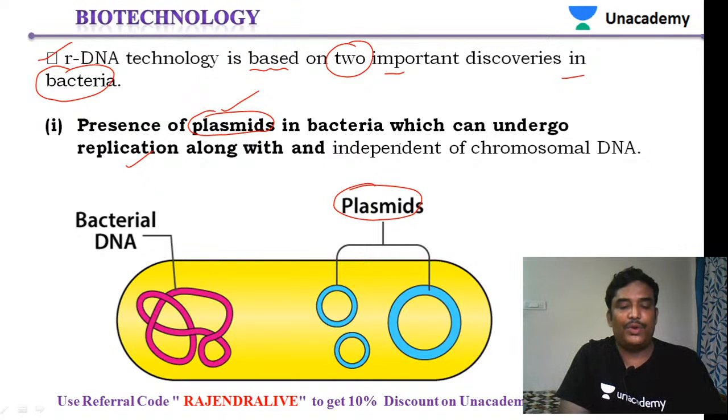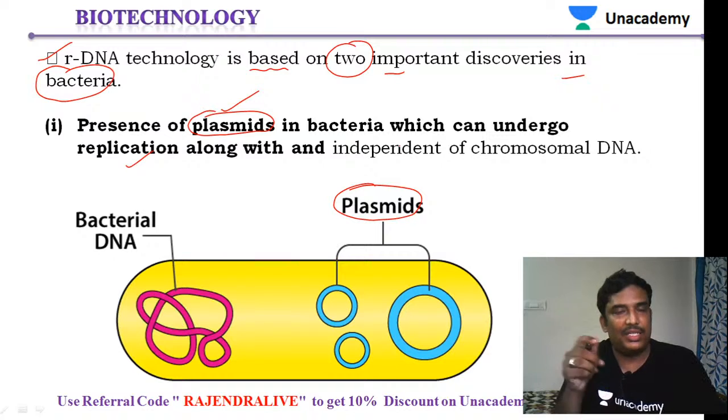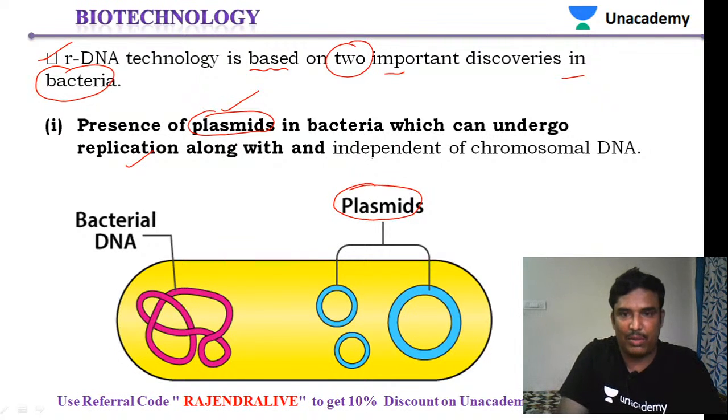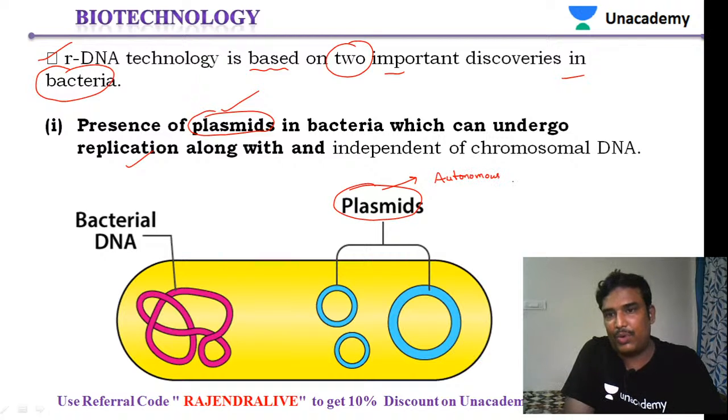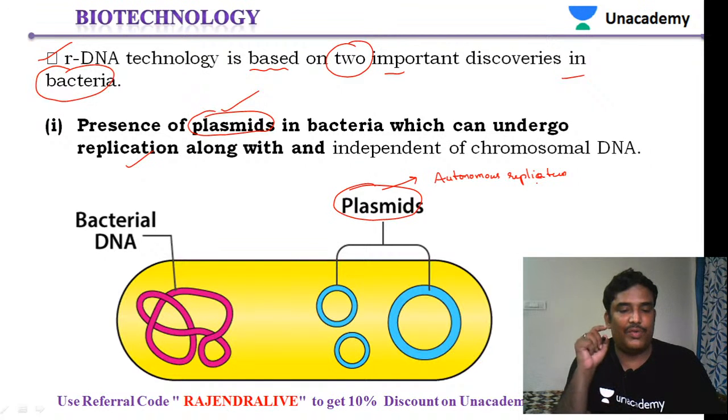So no doubt, very good. Obviously their independent replication takes place, that is called autonomous replication, no doubt about it. Just now Bhavya was telling the same thing. Plasmid undergoes autonomous replication or self replication. Okay, that is right.